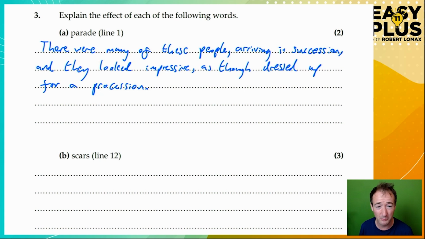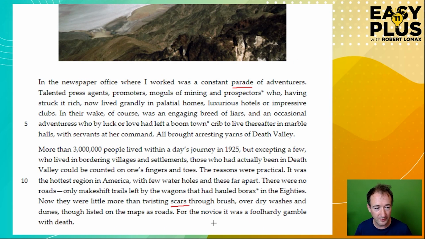Let's have a look at the next one, part B. This asks us about the word scars in line 12. Let's have a look at that. So this says there were no roads, only makeshift trails left by the wagons that had hauled borax in the 80s. Now they were little more than twisting scars through brush, over dry washes and dunes, though listed on the maps as roads. Okay, so these are things that are called roads, but in fact they appear to the author to be barely more than twisting scars.